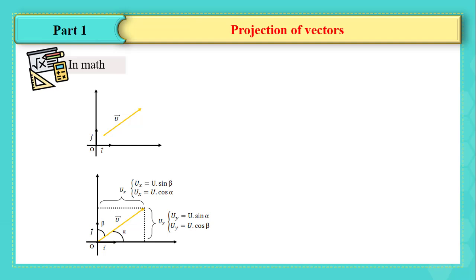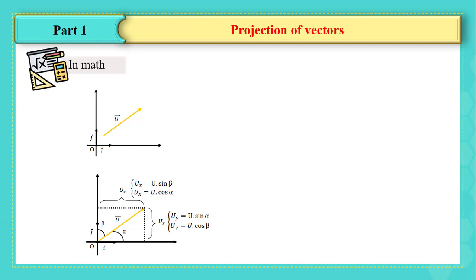When dealing with vectors in math, we know that any vector can be projected along the x and y axes. That means any vector has two components, the x component, which is parallel or confounded with the x-axis, and the y component, which is parallel or confounded with the y-axis. To find these components, we use the angles that this vector makes with the axes. How? Consider a vector u making an angle alpha with the x-axis. Ux is the side adjacent to the angle alpha. Then ux is equal to u cosine alpha. Uy is the side opposite to alpha. Then uy is equal to u sine alpha.